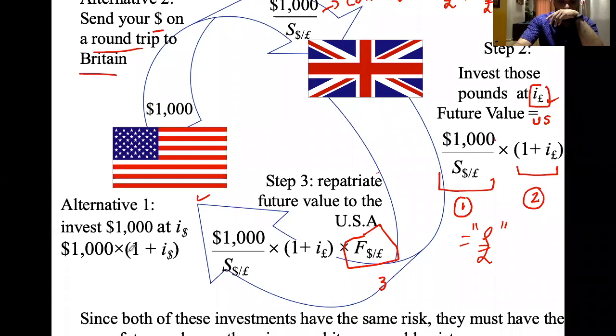Now, since both of these investments have the same risk, they must have the same future value. Otherwise, arbitrage would exist. So if this value and this investment value are the same, that means IRP holds. If it's not the same number, then an arbitrage opportunity exists. That's what I was trying to explain by saying that the interest rates of the two different countries will relate to the spot rate and the forward rate. Right. So let's move on to the next.